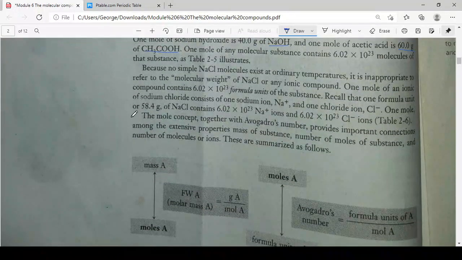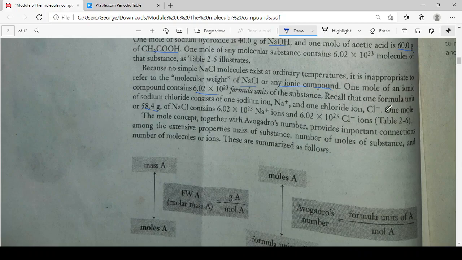Next, because no simple sodium chloride molecules exist at ordinary temperatures, it is inappropriate to refer to the molecular weight of NaCl or any ionic compound. So 1 mole of any ionic compound also contains 6.022 times 10 raised to the power of 23 formula units of the substance. Recall that one formula unit of 58.4 grams of NaCl, or sodium chloride, always contains 6.022 times 10 raised to the power of 23 Na ions and 6.022 times 10 raised to the power of 23 chloride ions.